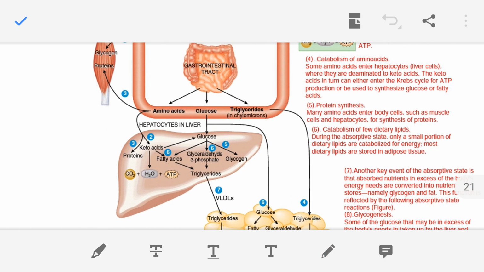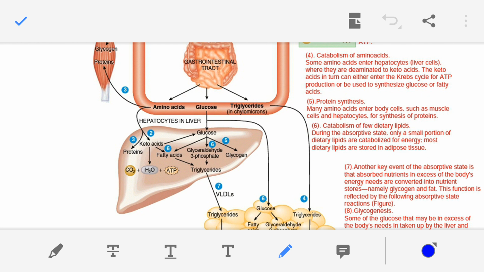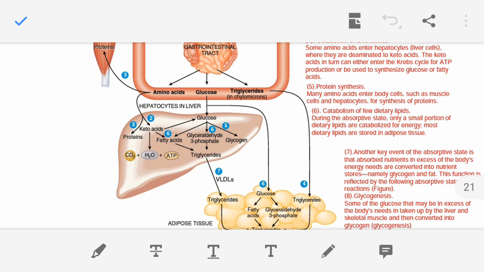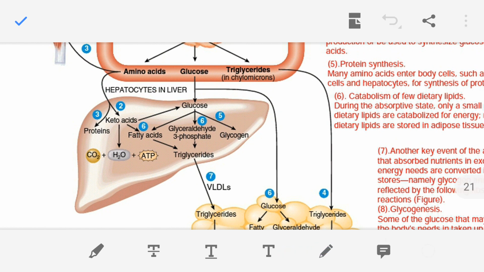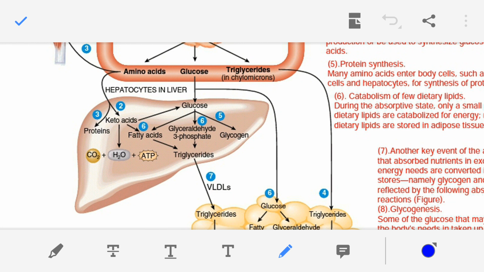Then another route for amino acid: from the GI tract, the amino acid enters into the liver. Now this amino acid in the liver, with the help of this amino acid, proteins are synthesized. So many amino acids are joined together by various kinds of bonds. The main bond is the peptide bond, and the proteins are formed. Proteins are synthesized in the liver.